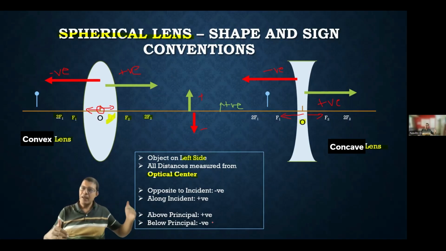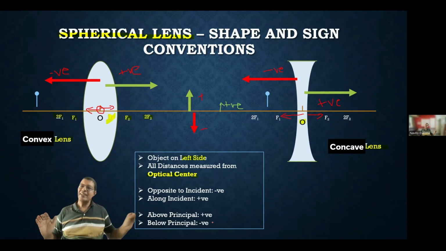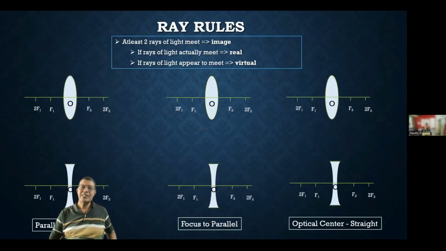Just a quick recap. The object is placed on the left, right? All distances are measured from the optical center for lenses and the pole for mirrors. From the optical center, if you move along the incident ray, it is positive; against the incident ray, measurements are negative. So now we'll see the ray rules. There are just 3 ray rules for lenses, for both concave and convex lenses.